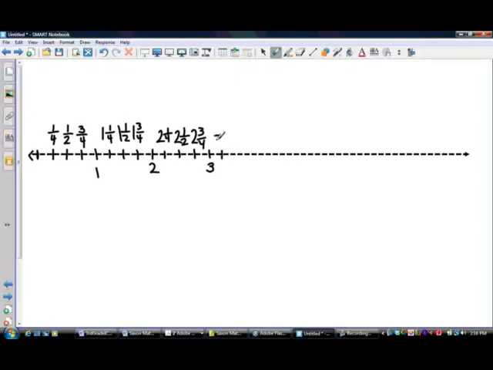So let's continue. 3 1/4, 3 1/2, 3 3/4, 4, 4 1/4, 4 1/2, 4 3/4, 5. Okay, so there's our number line, and we went all the way from 1/4 to 5.